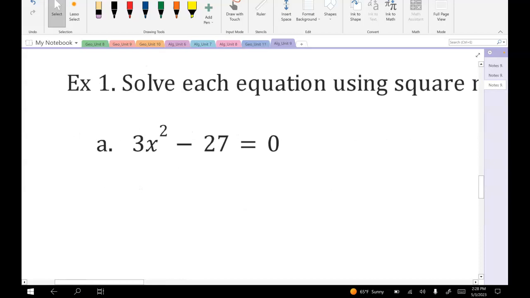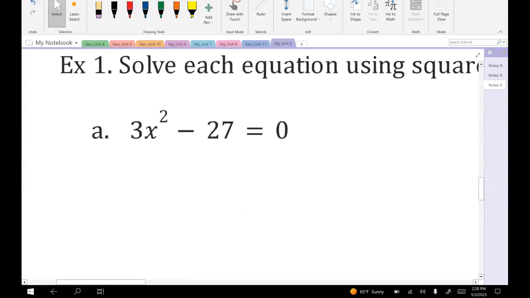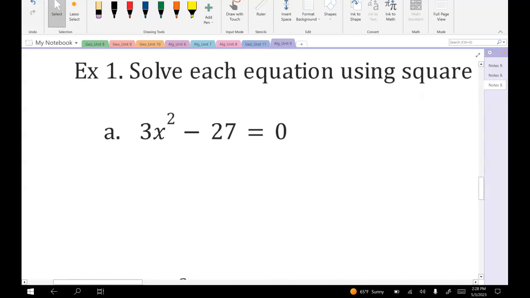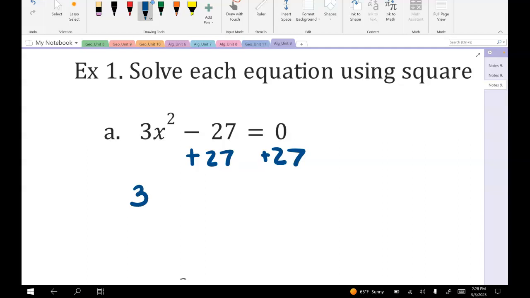Problem number 1a. We're trying to get x squared, and x, by itself, so we're going to undo operations to solve. I see this minus 27, and I want to move it to the other side, so I have to add 27 to both sides. That'll leave me with 3x squared is equal to positive 27.